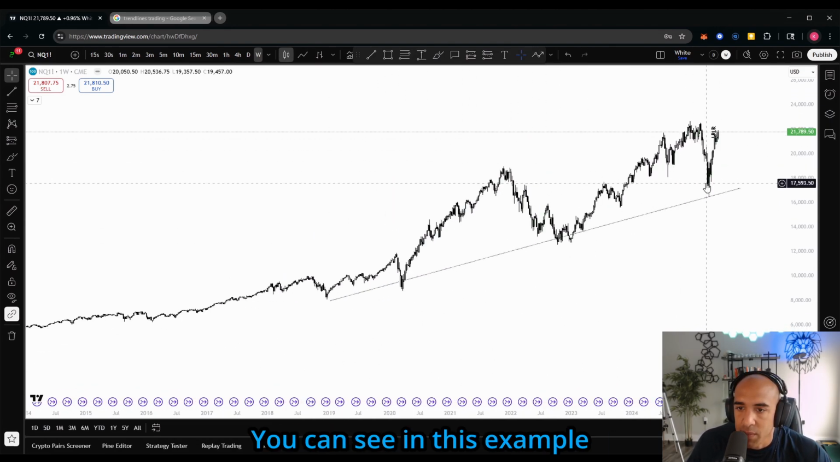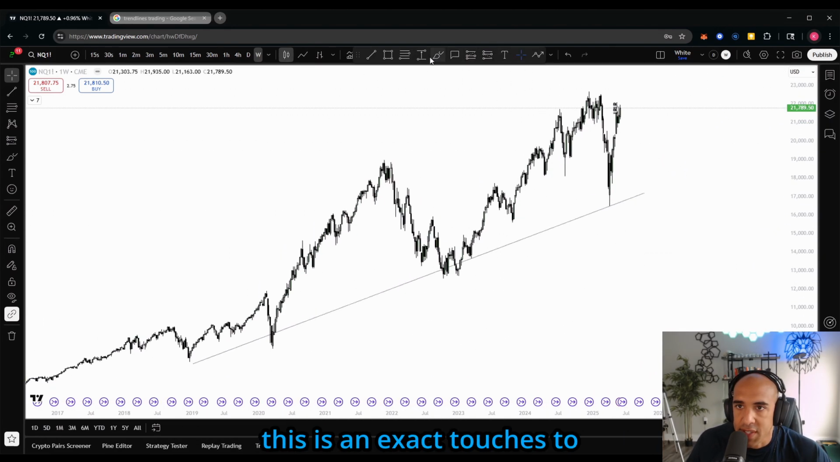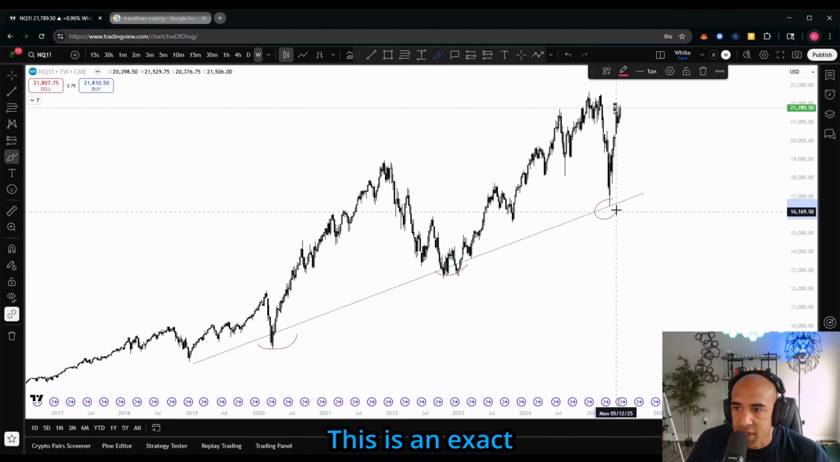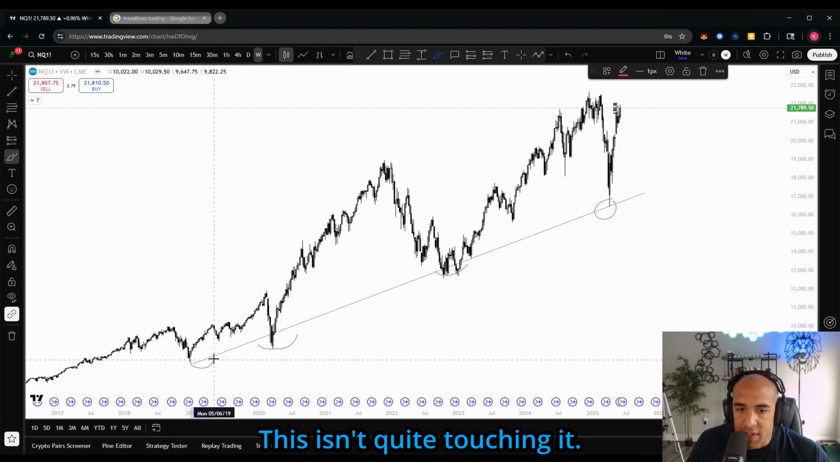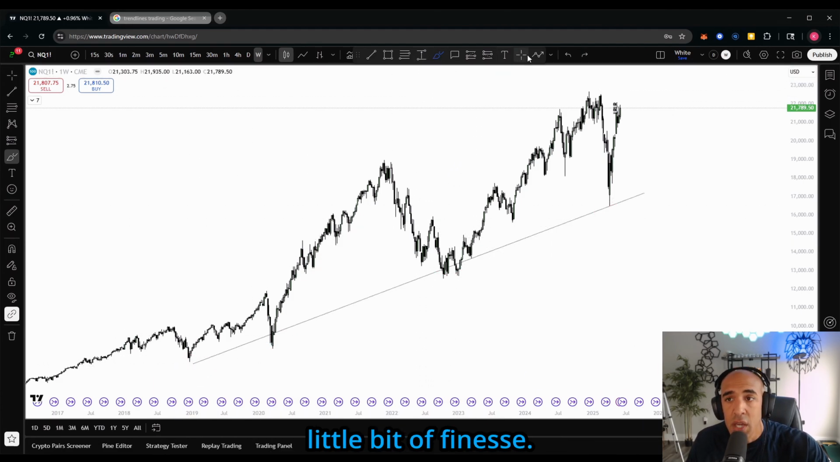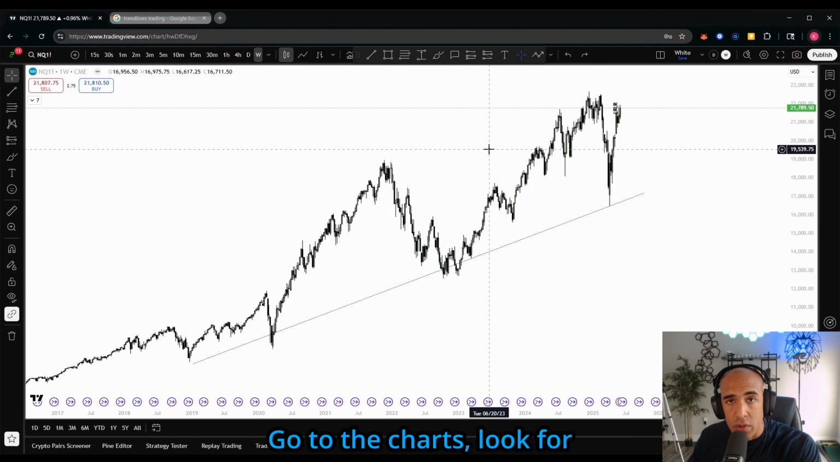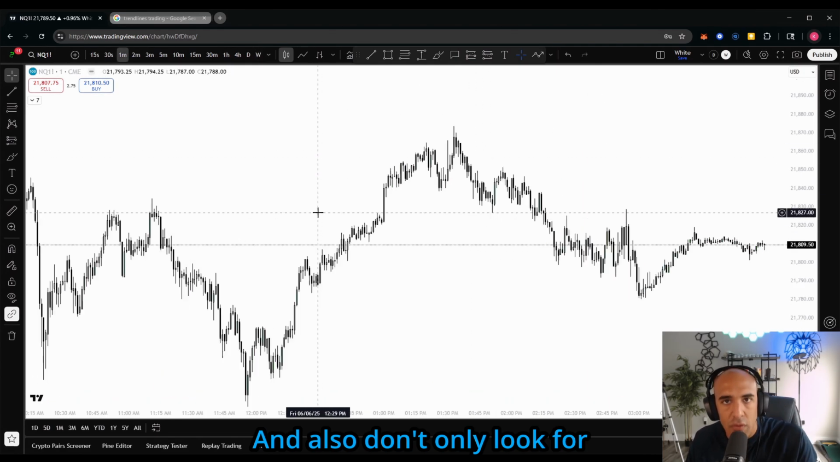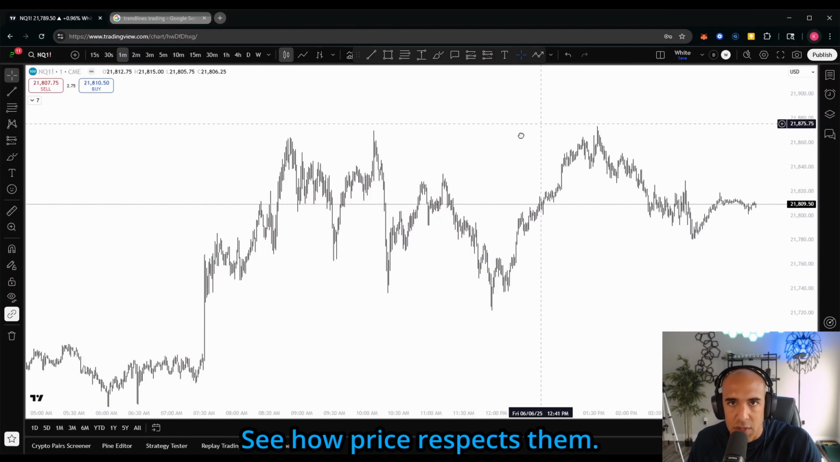You can see in this example here, once more, this isn't exact touches to the trend line. You're kind of sticking out of it a little bit there. This is an exact touch, I'd argue. This isn't quite touching it. So it takes a little bit of art. It takes a little bit of finesse. Put in the chart time. That's going to be your homework. Go to the charts. Look for these trend lines. And also don't only look for the trend lines, see how price respects them.